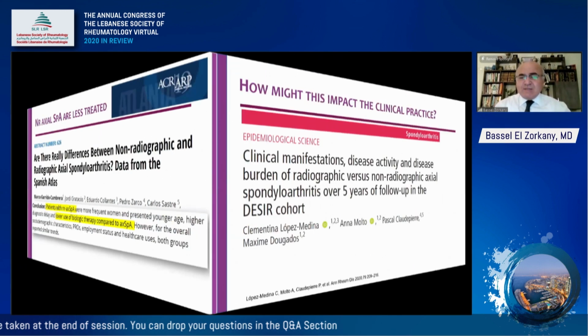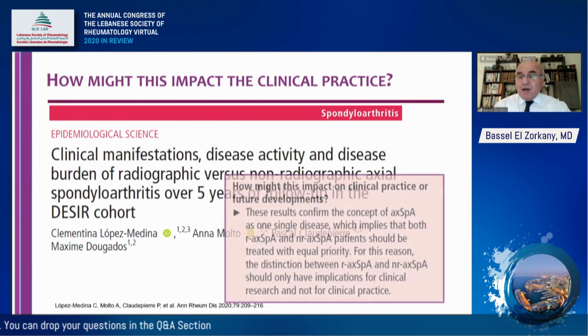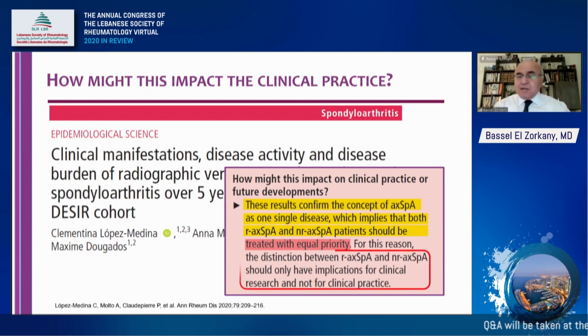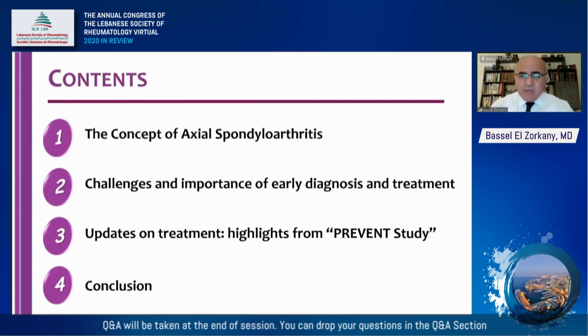And this is a very interesting manuscript this year. The results confirmed the concept of axial spine disease, which implies that both should be treated with equal priority. Don't distinguish between them. The distinction between radiographic and non-radiographic should only have implications for clinical research, not for clinical practice. I'm going to now move to the final point, which is some highlights from the PREVENT study.